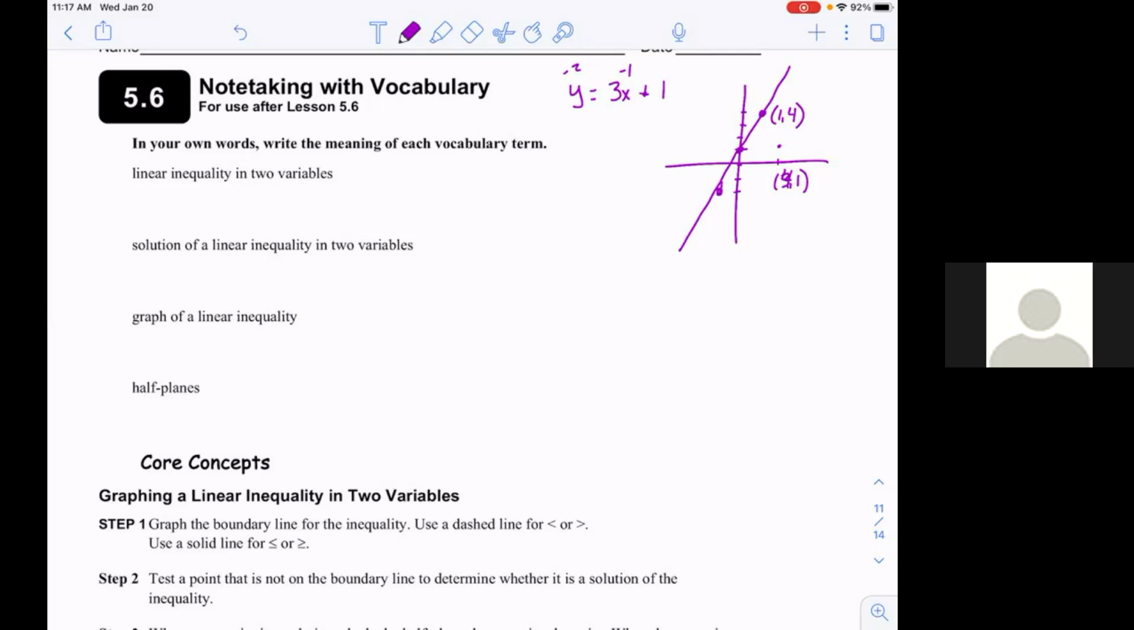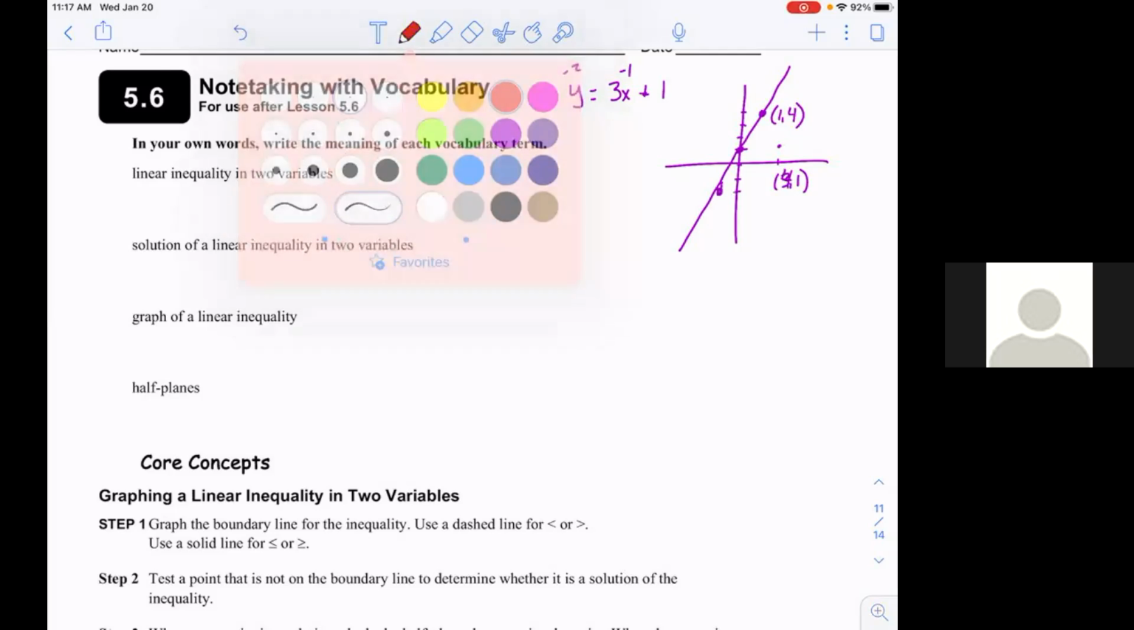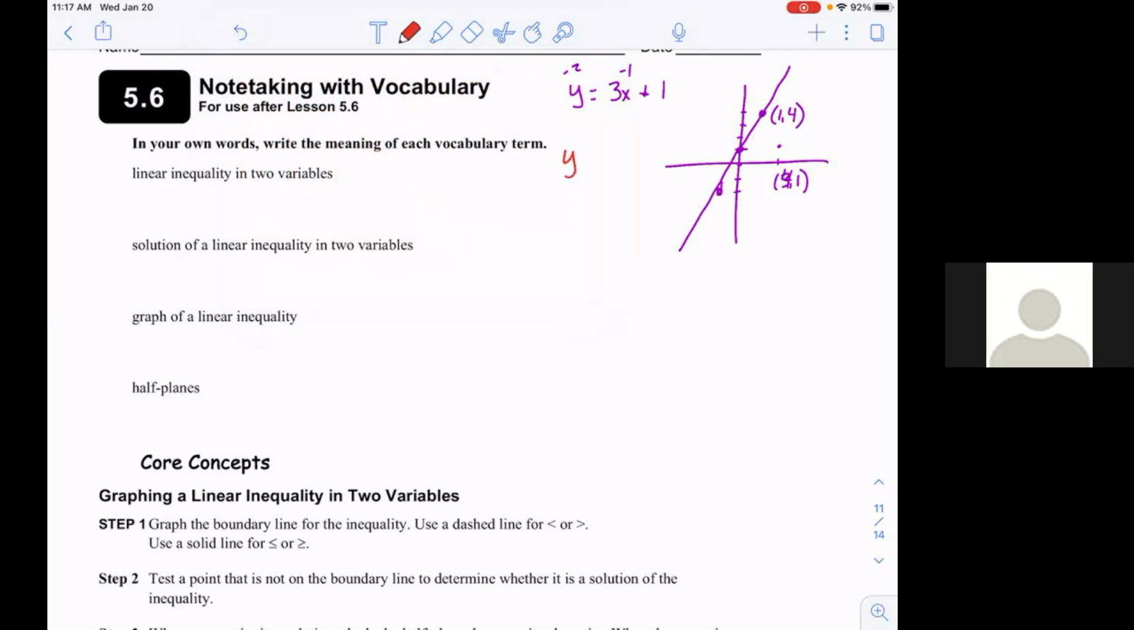The difference today is now we're going to change colors, and we're going to go with y is greater than or equal to 3x plus 1. So here, I'll highlight the difference. Previously, we had an equal sign. Now we're going to start rolling with an inequality sign. That is the difference between up until this point and today.